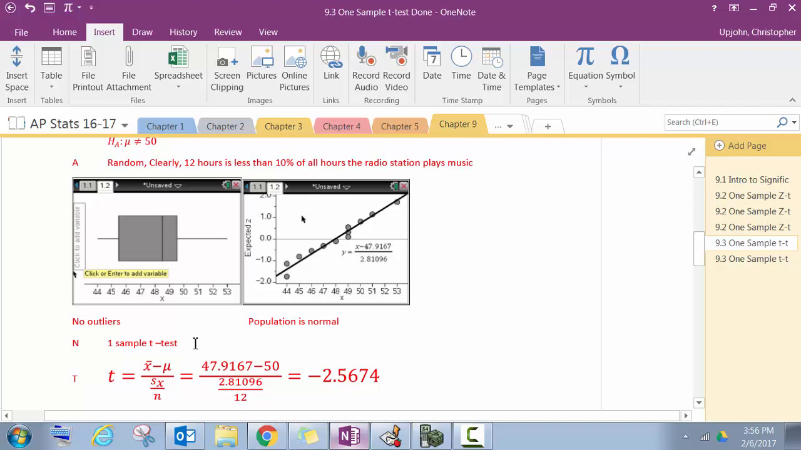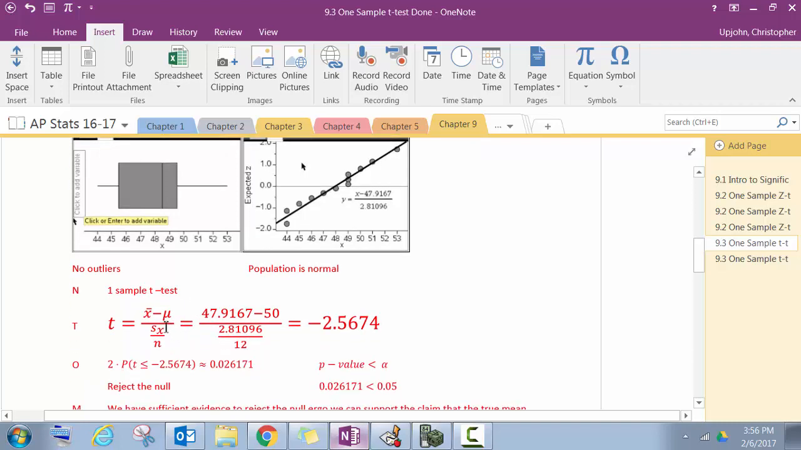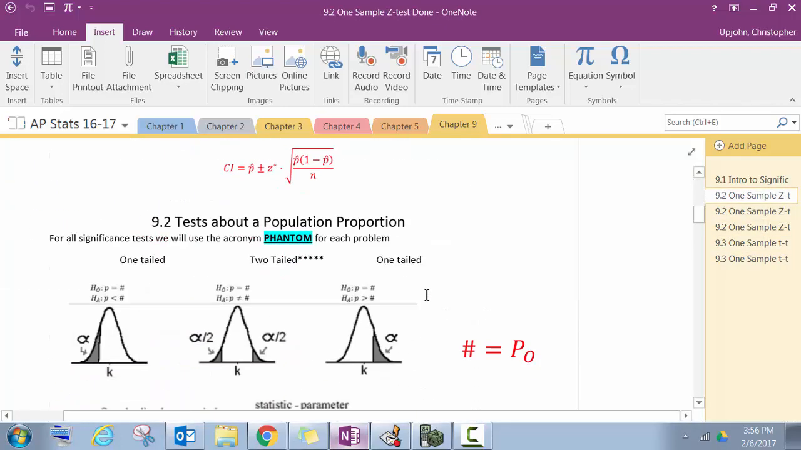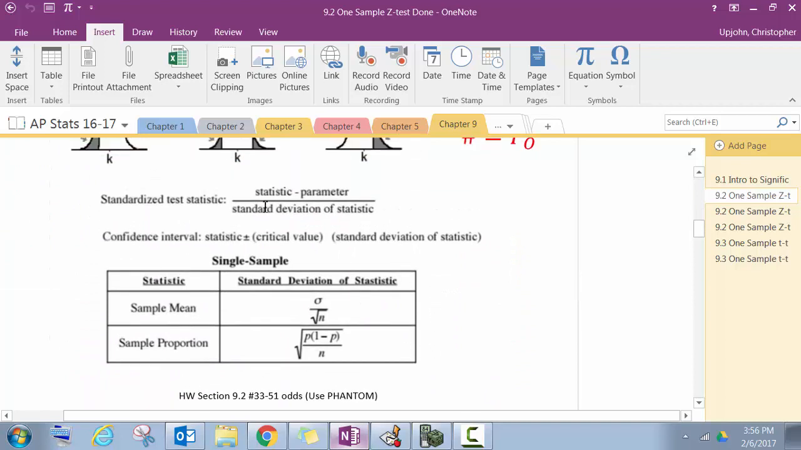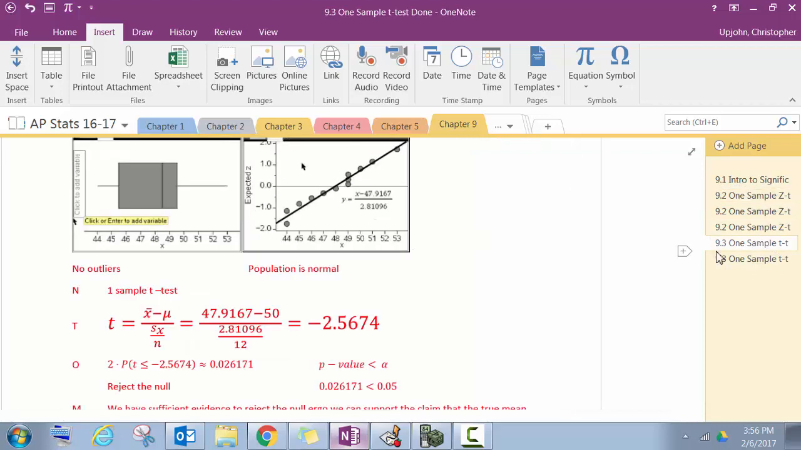One sample t-test. Test statistic. If we go back to 9.2, our test statistic is the statistic minus the parameter. So our statistic is x bar, the parameter is mu, so x bar minus mu, over the standard deviation of the statistic, which for x bar is s sub x over root n.